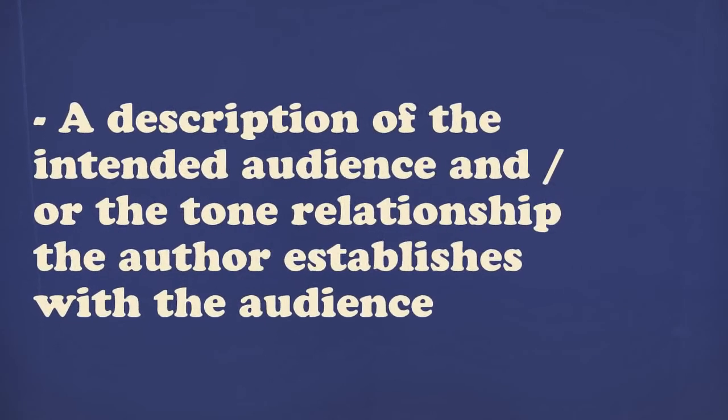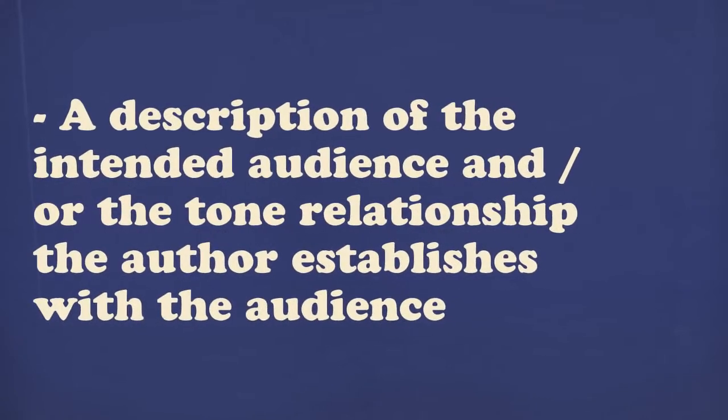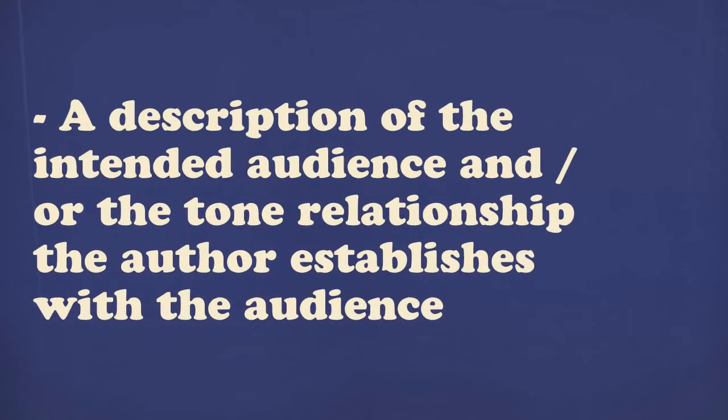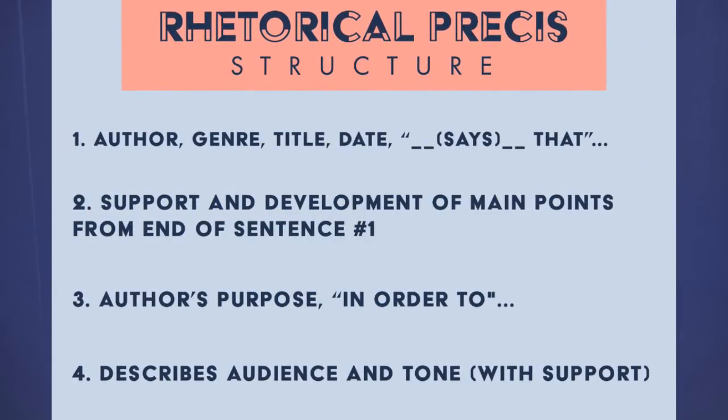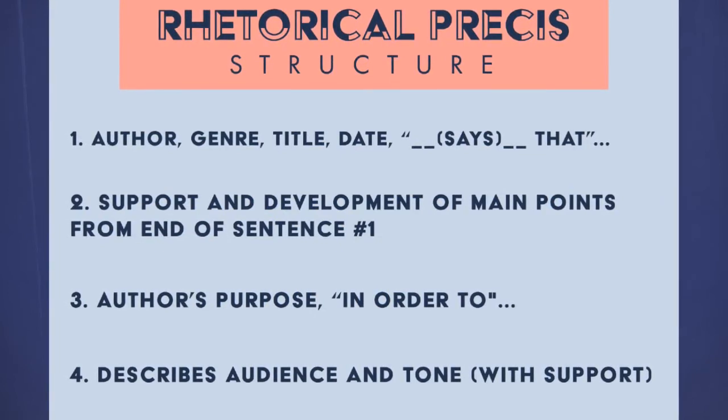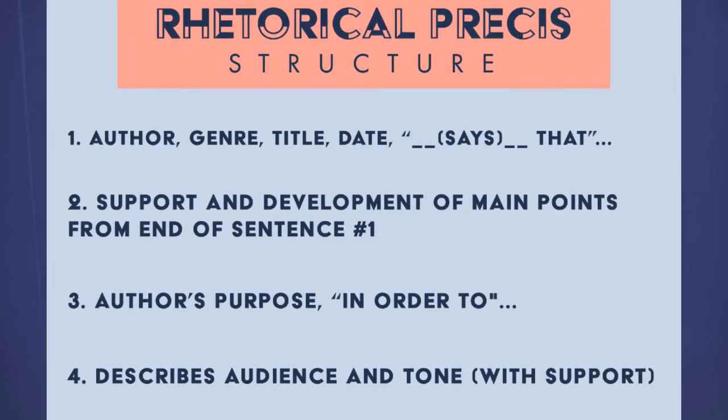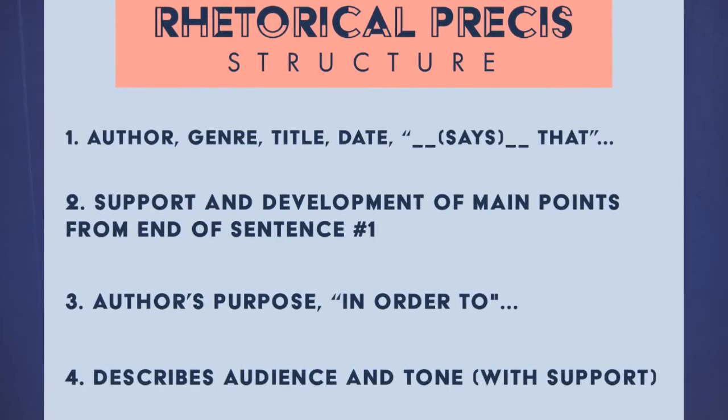And finally, we move to sentence number 4, the last and final sentence of our précis. Sentence 4 includes a description of the intended audience and/or the tone relationship the author establishes with the audience. Sentence 4, all about audience. So those are the 4 sentences that make up the rhetorical précis. The first 2, summary. The last 2, analysis.